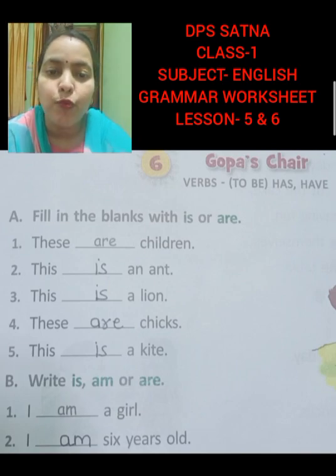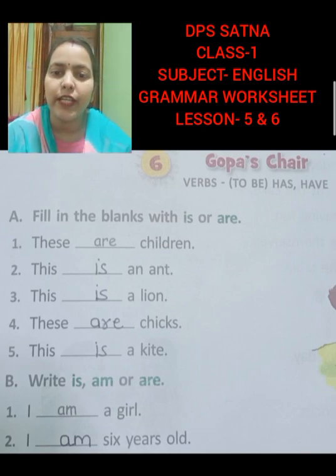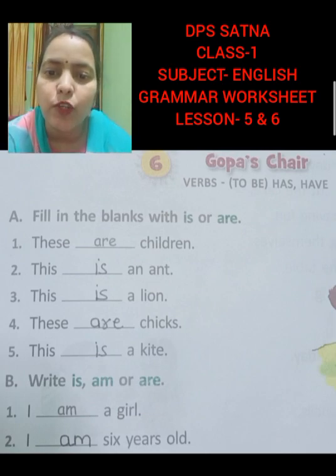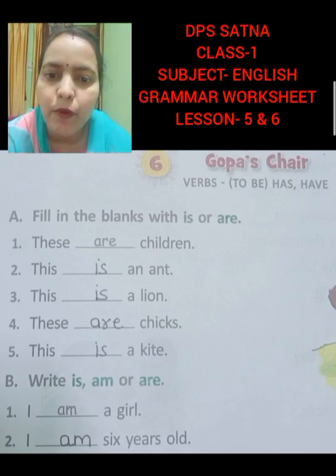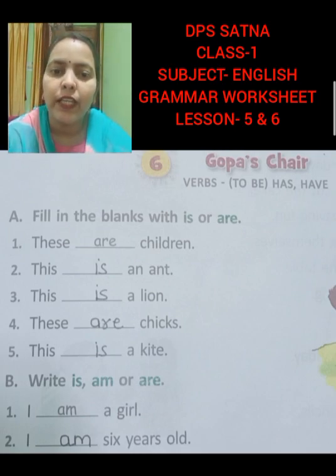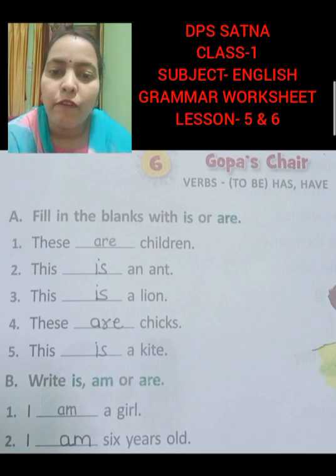Now students, we are starting the next lesson, Go Past Chairs worksheet, grammar worksheet. Now in this exercise, what we have to do, fill in the blanks with is or are. So filling the blanks is given over here and we have to fill it with the word is or with the word are.